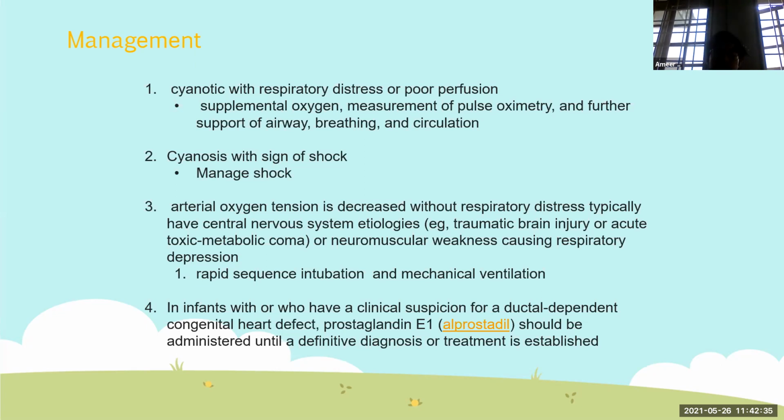Okay, and finally, in an infant who we suspect has a congenital heart defect, we should give prostaglandin E1 or alprostadil until we find the definitive diagnosis, and then we manage properly based on the diagnosis. Okay, I think that's all from me.